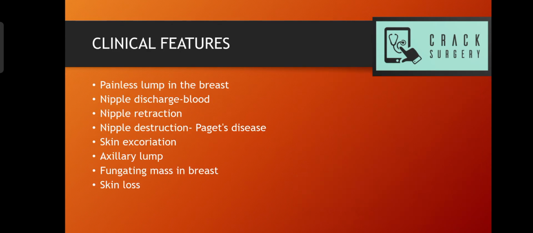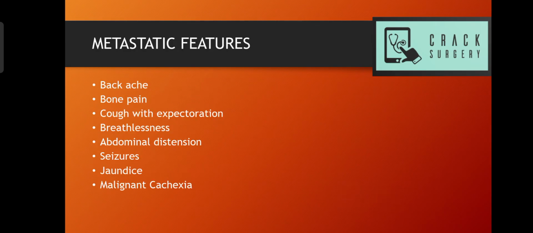Clinical features generally seen in CA breast: it is a painless lump in the breast. Nipple discharge is present, usually bloody discharge. Nipple retraction or nipple destruction, which is generally seen in Paget's disease. Skin excoriation, axillary lump, fungating mass in the breast. There may be skin loss.